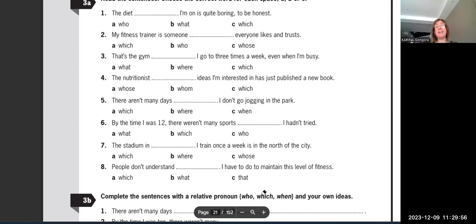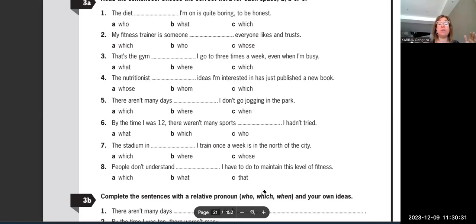Okay. The diet, which I'm on. You are on the diet. Remember the preposition. Is quite boring, to be honest. My fitness trainer is someone who everyone likes and trusts. That's the gym where? The nutritionist whose ideas. Very good. Whose ideas I'm interested in. Because they belong to the nutritionist.